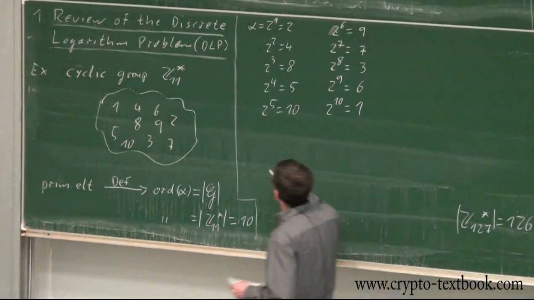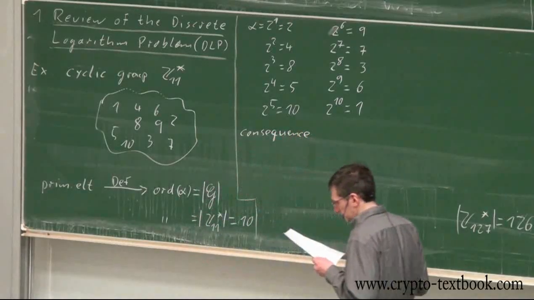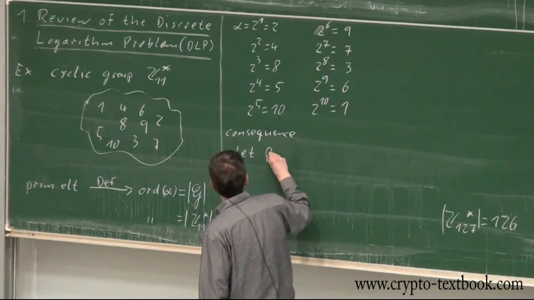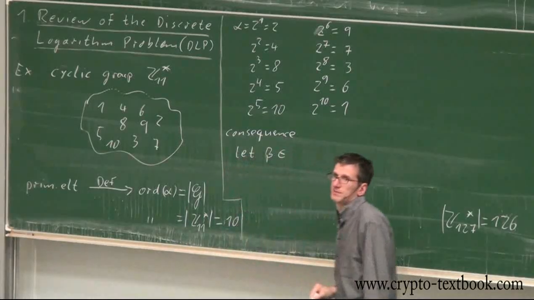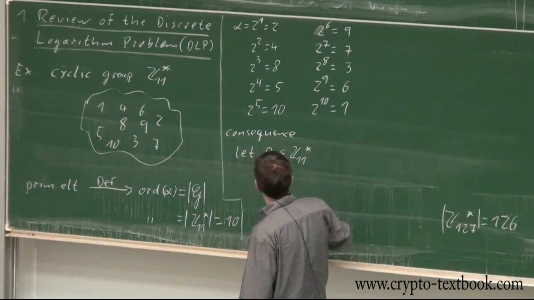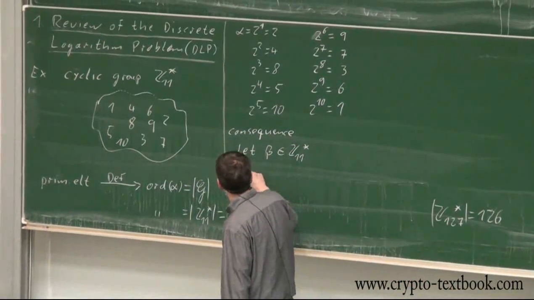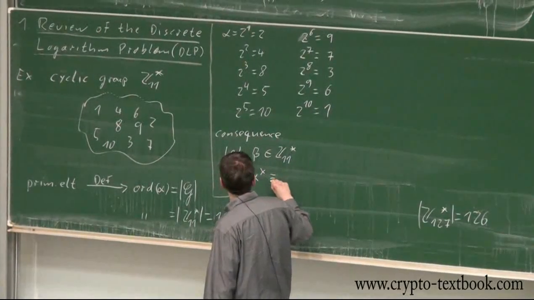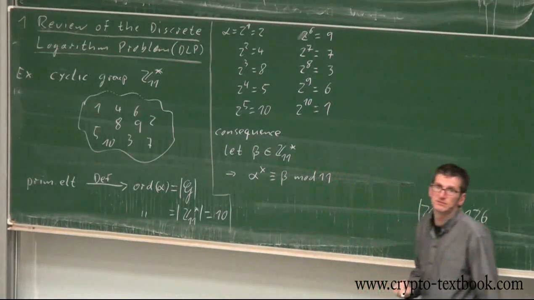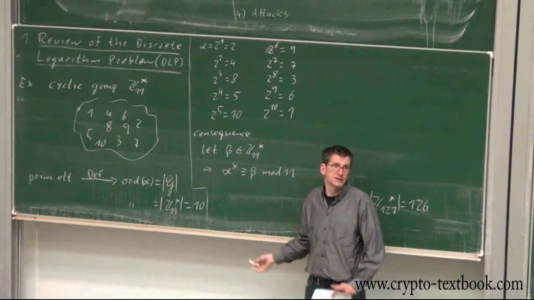Okay, so one important consequence is now, if you pick any element beta, any element in the group, what we know for sure is that this element beta can be expressed as alpha to the x modulo 11. Okay? This is clear.